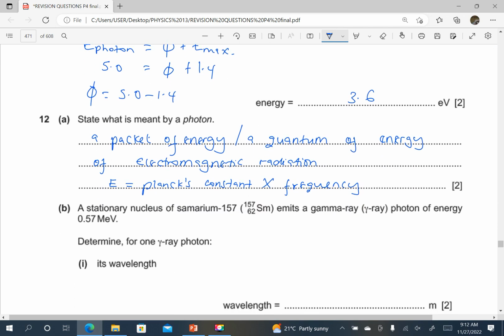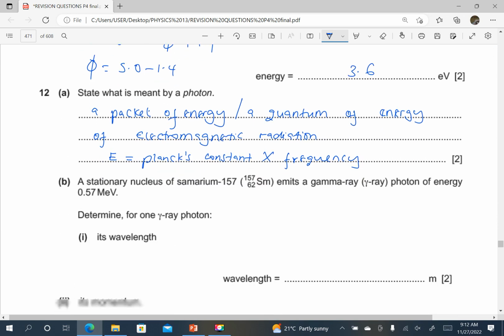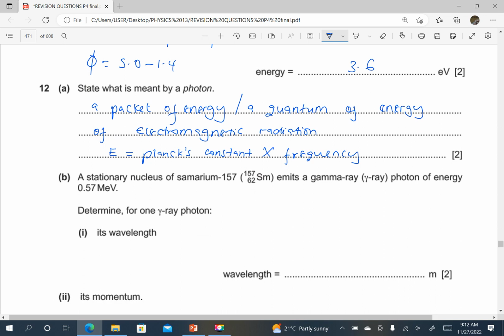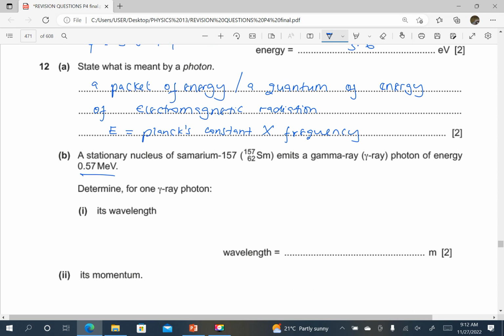A stationary nucleus of samarium emits a gamma ray photon of energy 0.57. Determine for one gamma ray photon its wavelength. So we know energy is equal to hc divided by wavelength, and we want the wavelength, so the wavelength is going to be hc over energy.